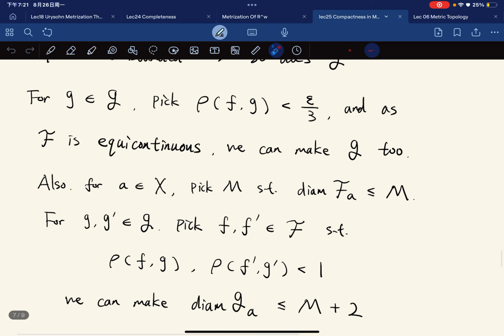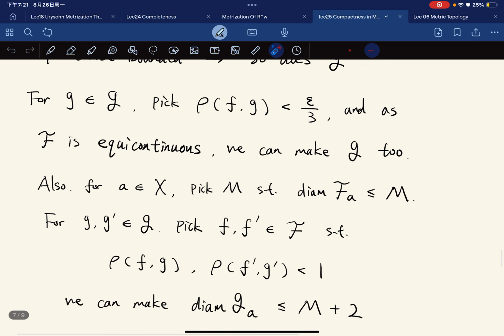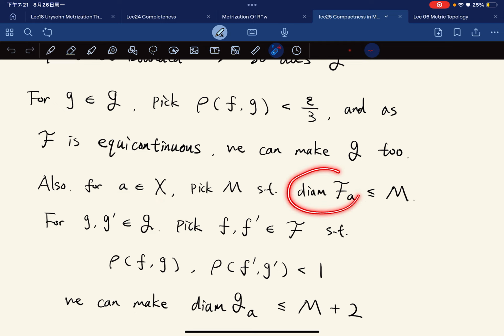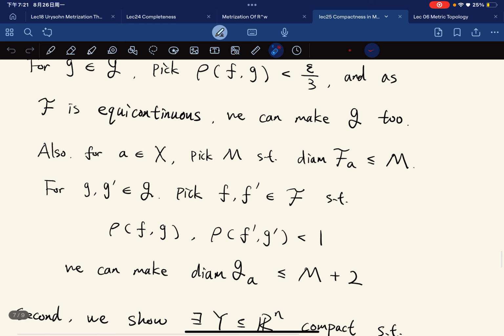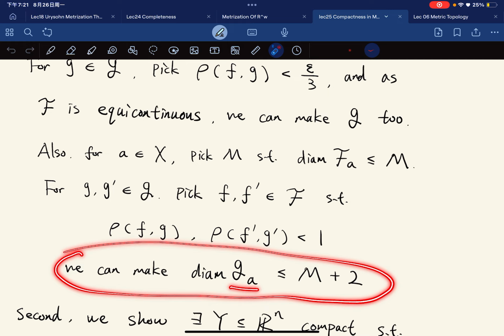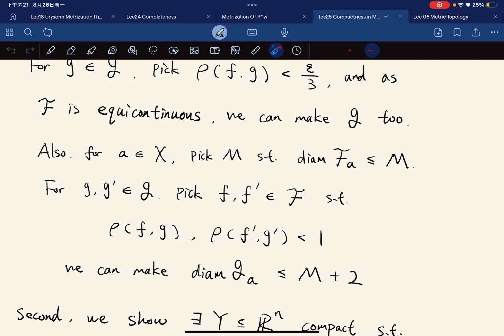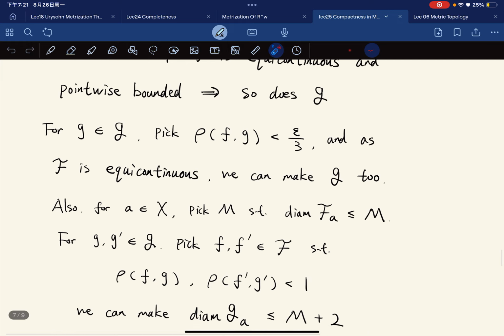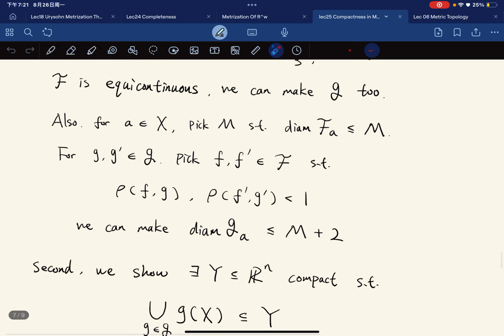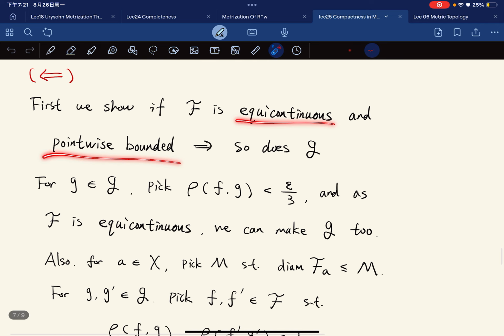And for pointwise boundedness, for a in X, F is pointwise bounded. Now for g in G, first we pick f in F such that the distance between f and g is less than 1. We can make the diameter of G at a less than or equal to n plus 2, again by the triangle inequality. So G is equicontinuous and pointwise bounded.